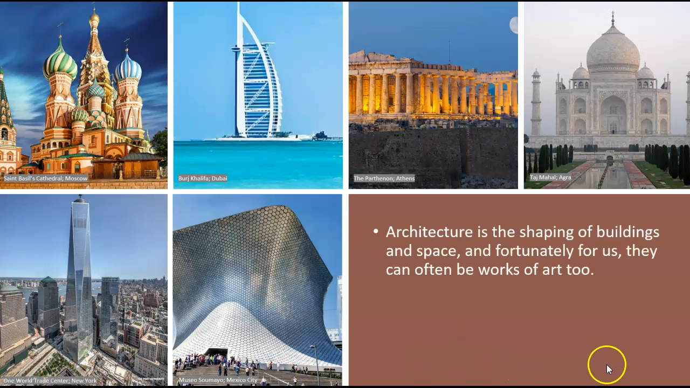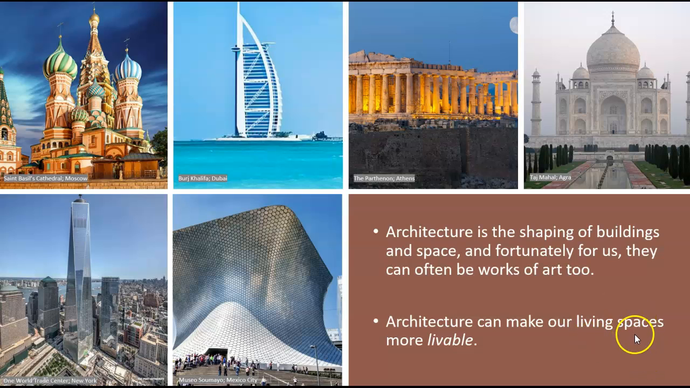So architecture is the shaping of buildings and space, and fortunately for us, they can often be works of art too. Essentially, at its heart, architecture can make our living spaces more livable and more beautiful. Here are some famous buildings: St. Basil's Cathedral in Moscow, the Burj Khalifa in Dubai, the Parthenon in Athens, the Taj Mahal in Agra in India, the One World Trade Center in New York, and the Museo Soumaya in Mexico City.